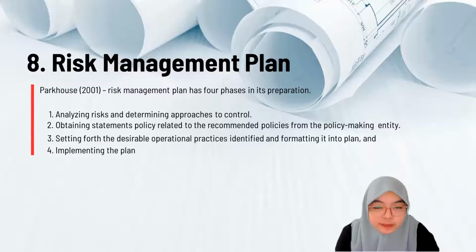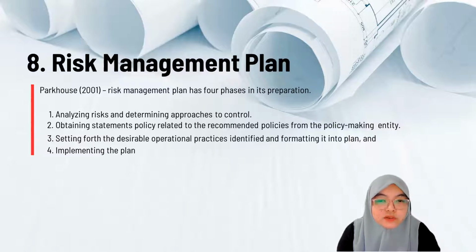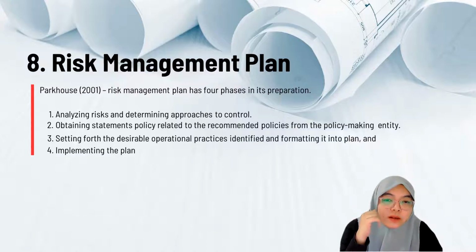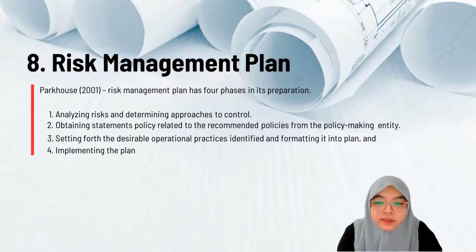It has four phases. So analyzing risk and determining approaches to control, obtaining statement policy related to recommended policies from the policy making entity, meaning you are obtaining a documented policy and then setting forth the desirable operational practices identified and formatting it into a plan. After you have identified the policy, you need to make a document according to the suitability of your event. And lastly, you need to implement that plan.